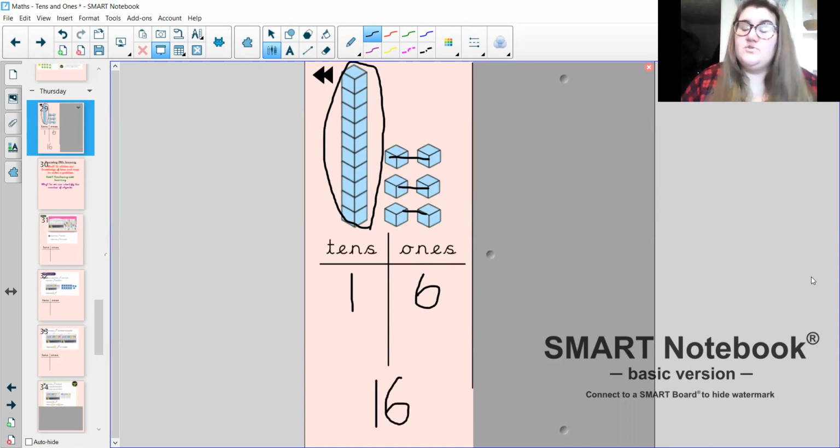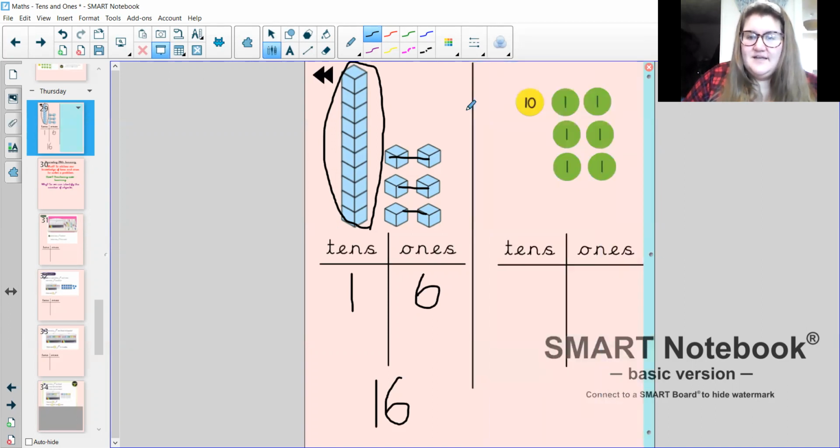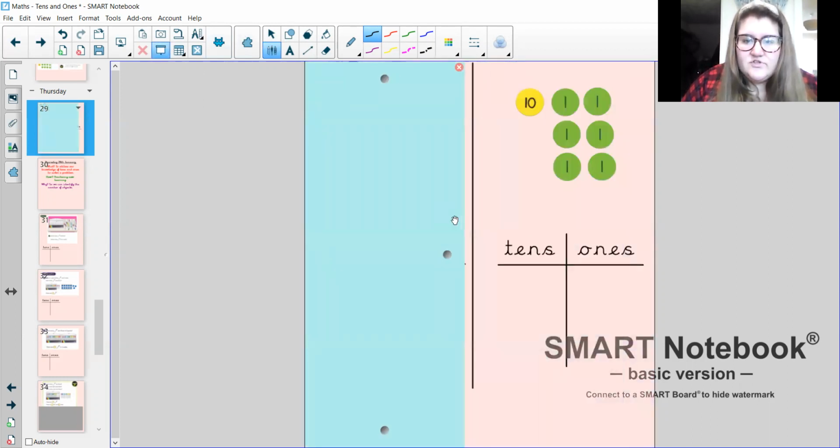So my question was, which one of these represents 16? Well, that one does. Did you get that? Or did you get something a little bit different? Maybe you did. Let's have a look at this side. So let's get that out of the way. Okay, so I'm going to cover up this half of the screen. We've not got the base 10 equipment this time. We've got place value counters, okay? So I'm going to do the same thing.